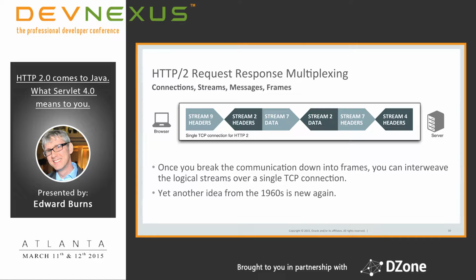So while we are sending down stream 2, and we're starting with stream 4, we're sending up another request, stream 7 headers and data, and then stream 9 headers, and we assume the data will be following there.